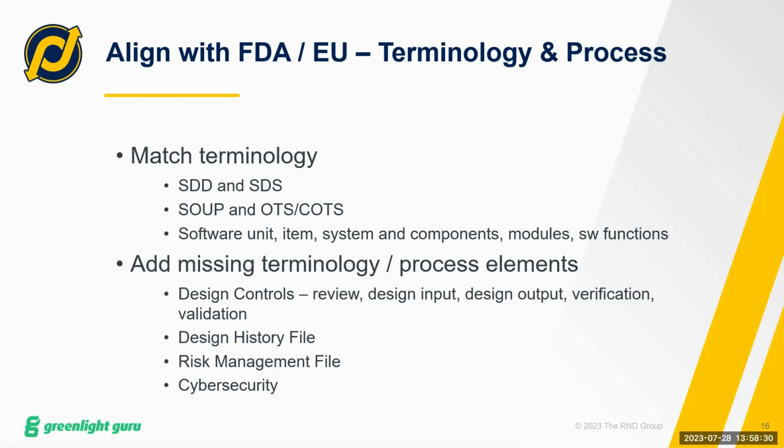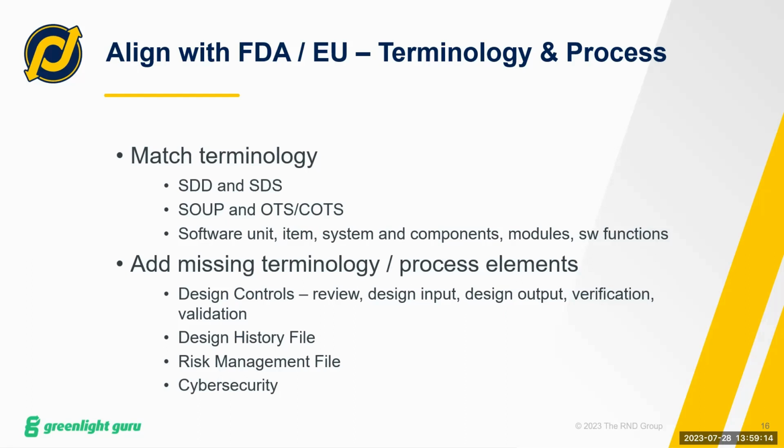Another one is SOUP and OTS and COTS. SOUP is used in 62304. OTS we hear about from the FDA a lot. While those aren't one-for-one, you may have SOUP that's not OTS, and you could have OTS that's not SOUP. So it's really important to explain the differences between the two and make sure that per 62304, for SOUP, you highlight aspects like functional requirements, any hardware and software dependencies, things like that. Make sure that you also include what needs to be there for OTS.